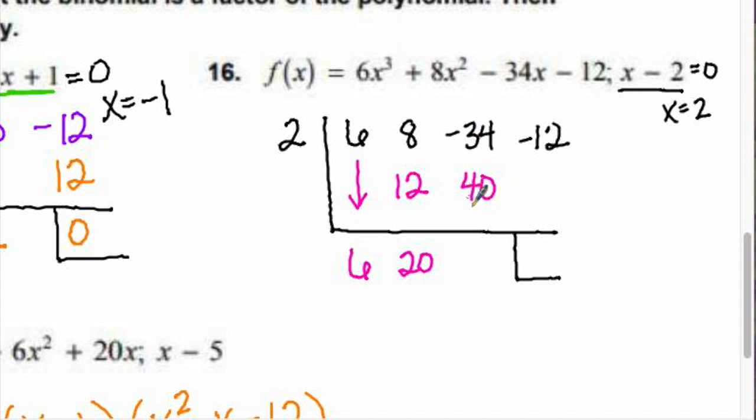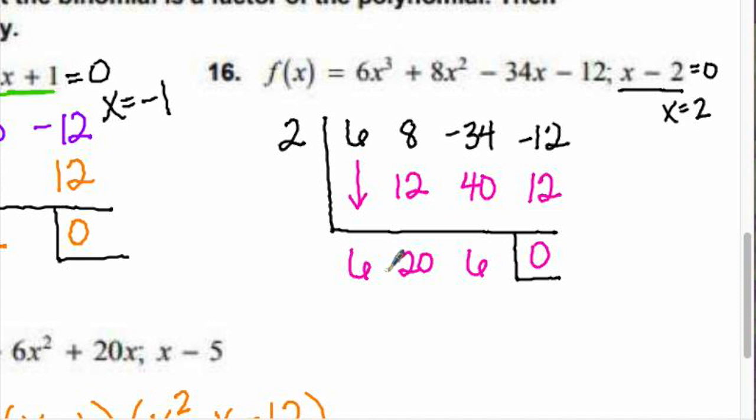Negative 34 and 40 gives me 6. 6 times 2 is 12. Negative 12 and 12 gives me 0. So because the remainder on this one is 0, we know that x minus 2 is a factor of the function here. So this function f of x, if we were to divide it up, would end up being x minus 2 times our quotient that is right here.